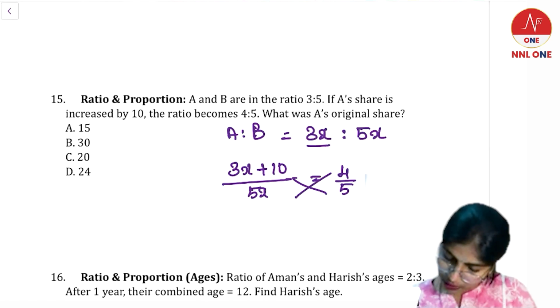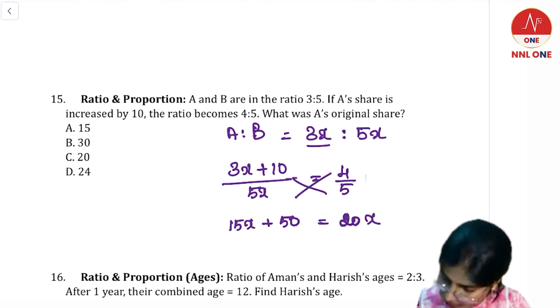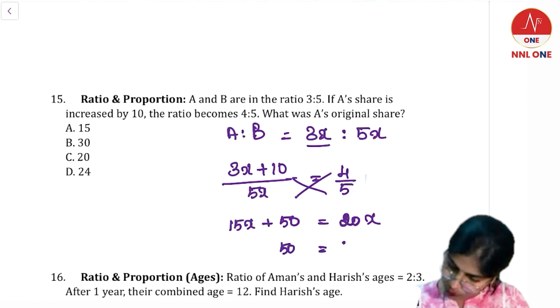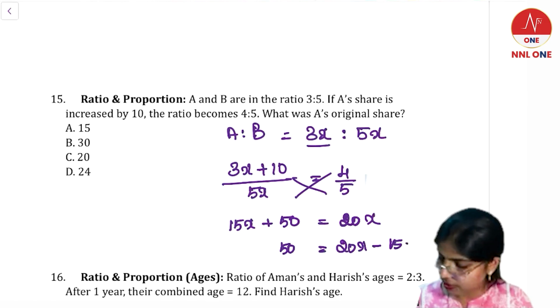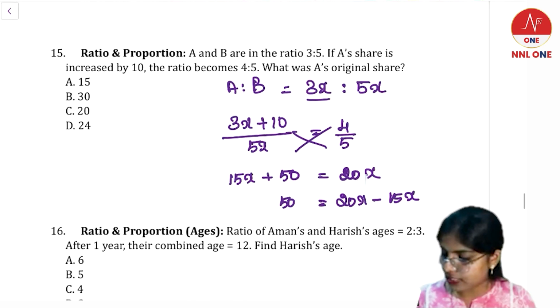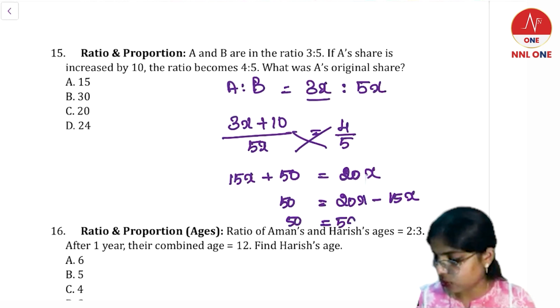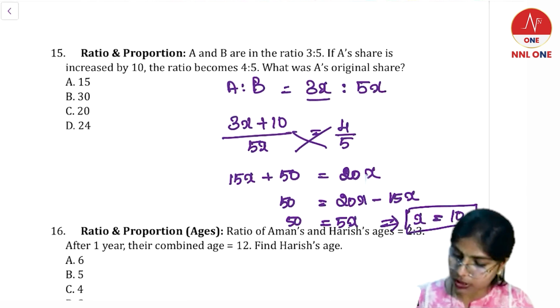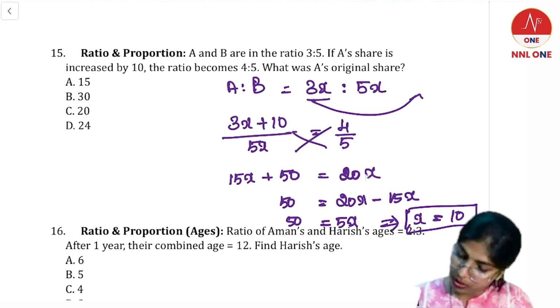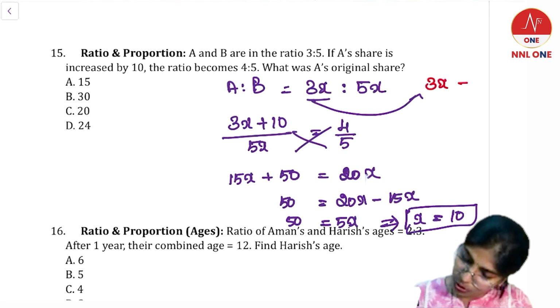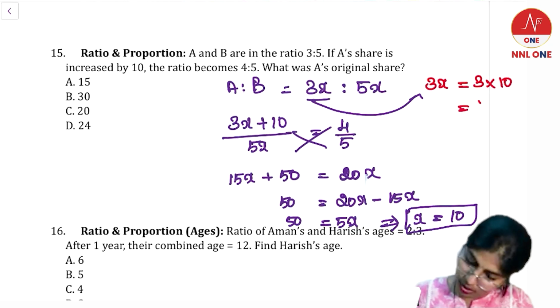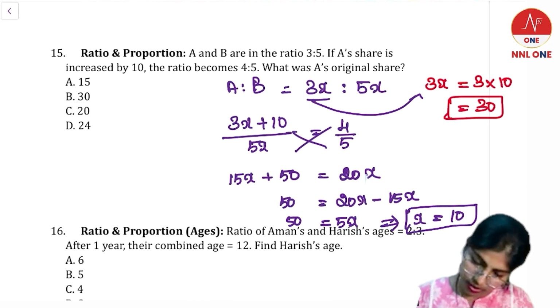Cross multiply. 5 into 3x is 15x. 5 into 10 is 50. 4 into 5x is 20x. Okay. 50 is equal to 20x minus 15x. 20x minus 15x is 5x. So x is equal to 10. What have they asked here? They asked what is A's original share. A's original share is 3x. So 3 into 10 is 30. So the answer is 30.